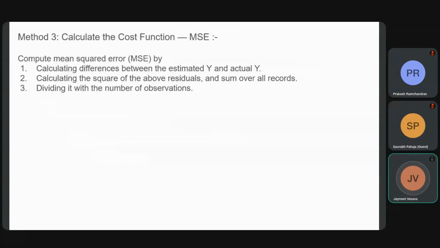Now calculating the mean square error. We have already used it in the previous slides for calculating the MSE. We calculate the difference between the actual and the predicted ones, then calculate the square of the residuals or the error that we got from the difference, and the sum of it over all the records, and dividing it simply by the number of observations.